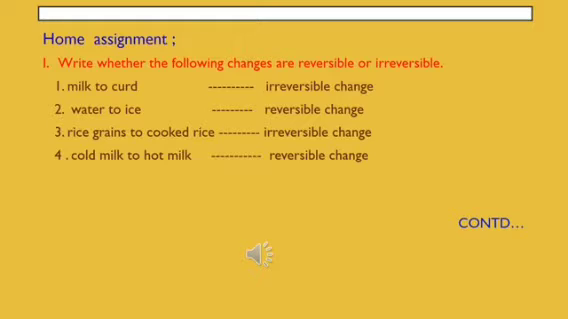Third one, rice grains to cooked rice. The answer is irreversible change because you cannot get back rice grains from cooked rice. So therefore, this change cannot be reversed. It is an irreversible change. Fourth one, cold milk to hot milk. It is a reversible change.